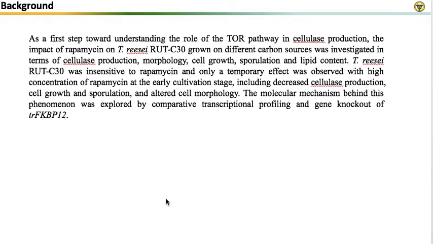So as a first step towards understanding the role of the TOR signaling pathway in cellulase production, the impact of rapamycin on Trichoderma grown on different carbon sources was investigated in terms of cellulase production, morphology, cell growth, sporulation, and lipid contents. Trichoderma was insensitive to rapamycin, and only a temporary effect was observed with a high concentration of rapamycin at the early cultivation stage, including decreased cellulase production, cell growth, and sporulation, and altered cell morphology. The molecular mechanism behind this phenomenon was explored by comparative transcriptional profiling and gene knockout of FKBP12.